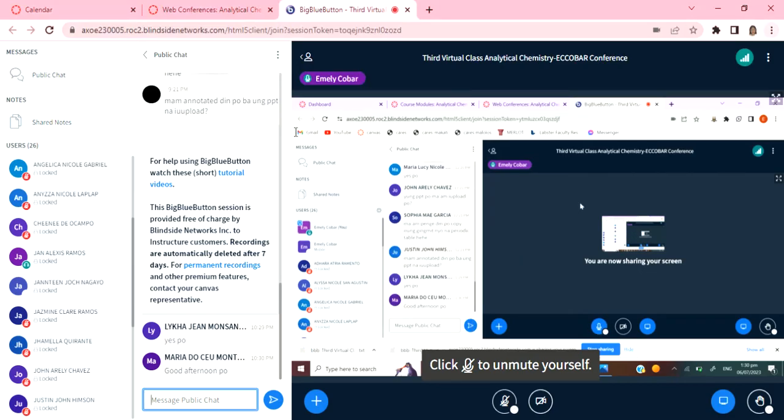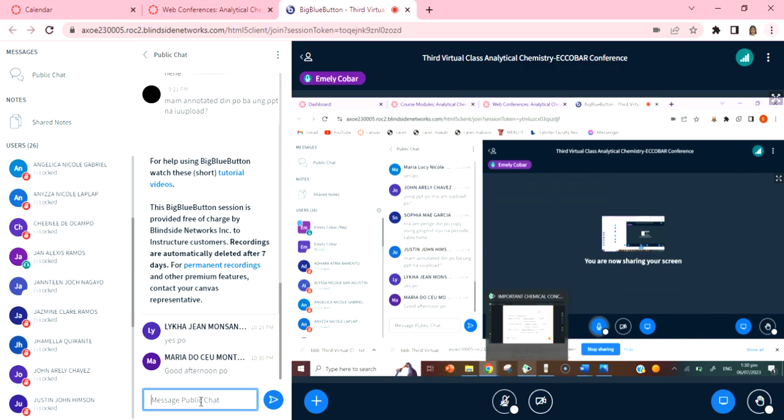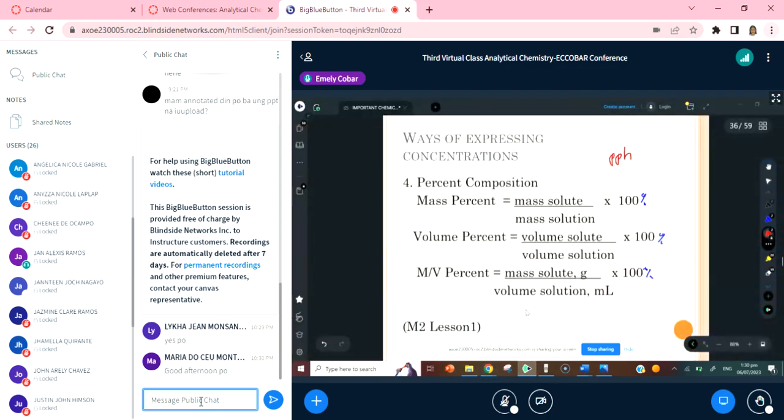Okay, balikan natin. This is now M2 Lesson 1. M2 Lesson 1 is about percent composition. The way of expressing concentration in terms of percent composition refers to the percent composition of a solution. Ways of expressing concentration of a solution.